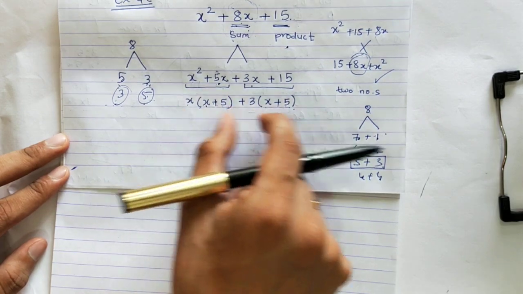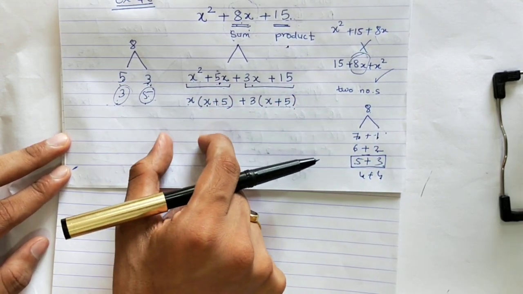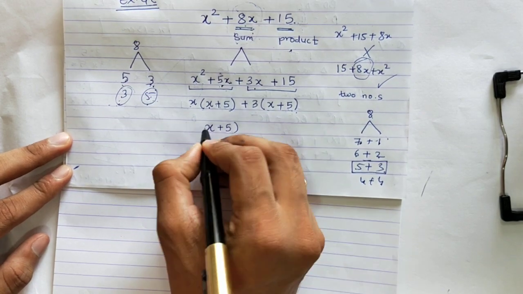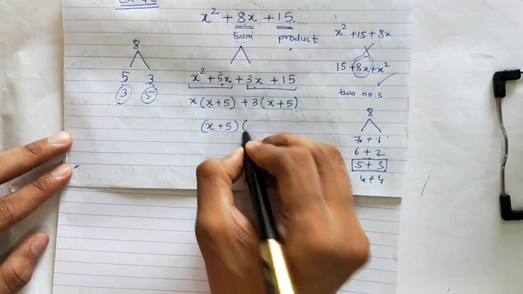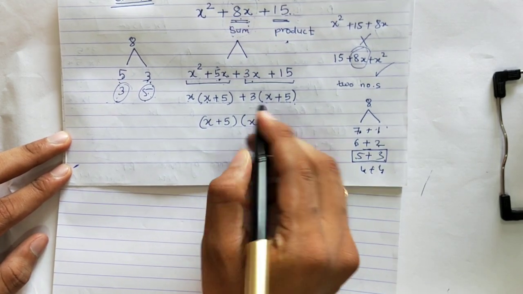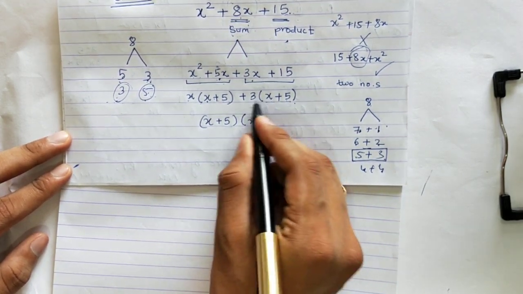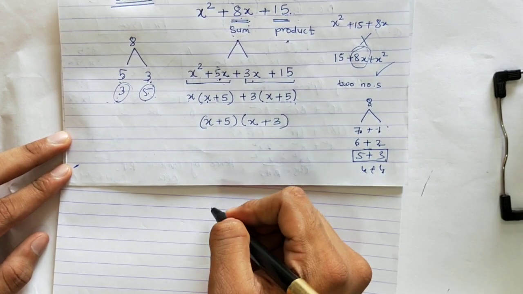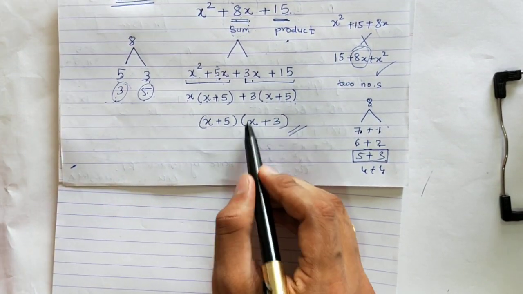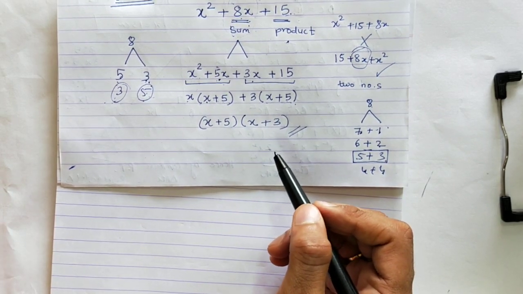So once you have these two brackets same, I'll take this bracket common, x plus 5. So x plus 5 will come common. What will remain here? X plus 5 is gone, so x will remain, plus here 3 will remain. This is my final answer. Factorization means in the end you should get two brackets. That is called as factorization.